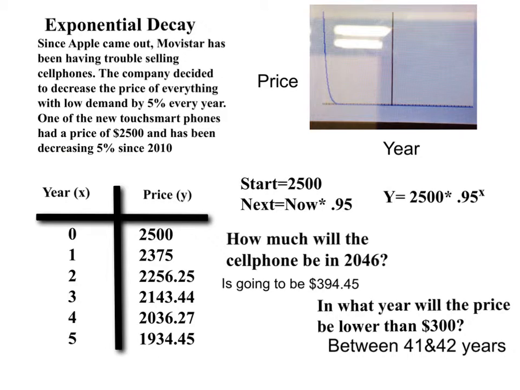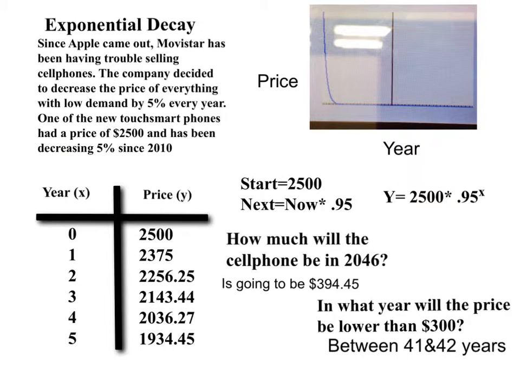Exponential decay. Since Apple came out, Movistar has been having trouble selling cell phones. The company decides to decrease the price of everything with low demand by 5% every year. One of the new touch smartphones had a price of $2,500 and has been decreasing 5% since 2010. Our recursive rule is start 2,500, next equals now times 0.95, and our explicit rule is y equals 2,500 times 0.95 to the x power.